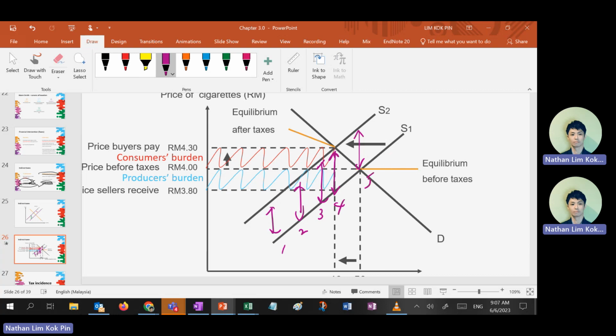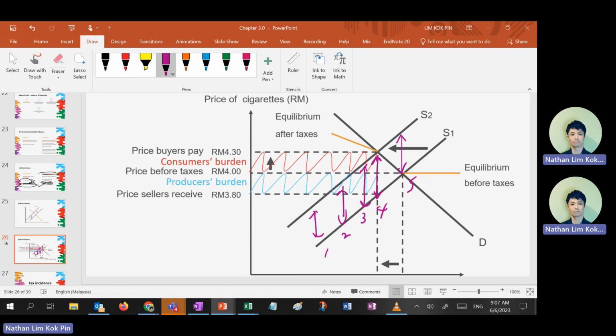How much is the tax in number 5? 50 cents. How did you get 50 cents? 50 is 50 cents, right? Okay. Then why did the price only increase by 30 cents? If the tax is 50 cents, this is the original equilibrium price. This is the new equilibrium price. Why did the price only increase by 30 cents, not 50?